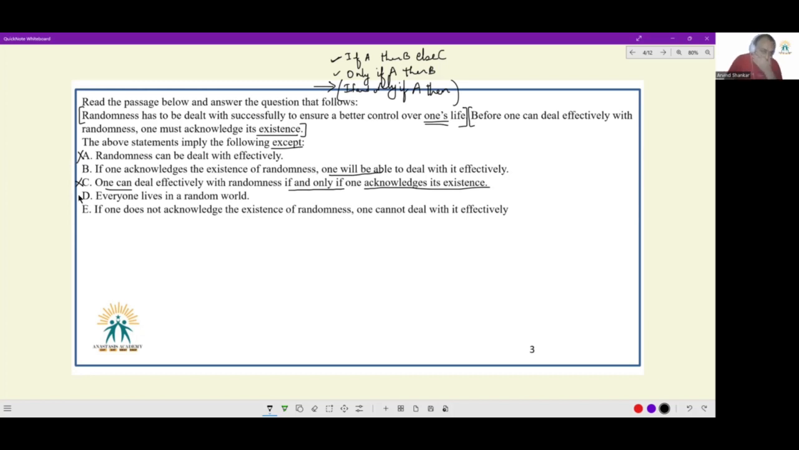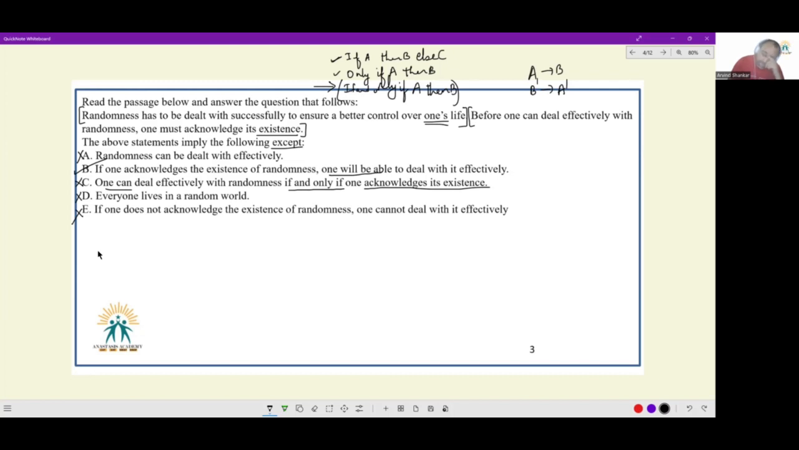So between B and D, D is a little far-fetched, but D is inferable, B is not. Option D. If one does not acknowledge the existence of randomness, one cannot deal with it effectively. This is simply the negation of statement C. And yes, this is true. If and only if A, then B implies if A, then B, if B dash, then A dash. If one does not acknowledge the existence of randomness, one cannot deal with it effectively. This is very much implied in the passage. This also goes away. The answer to the question is option B.